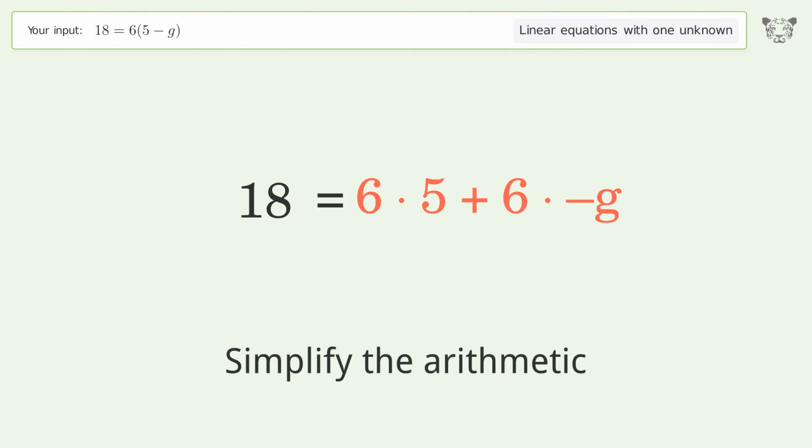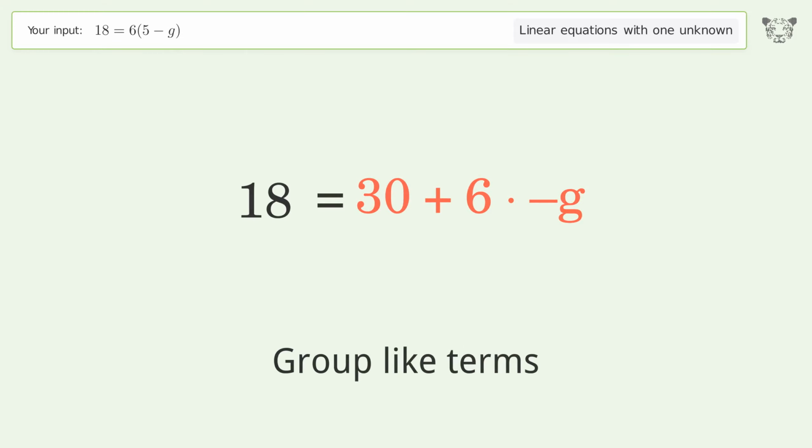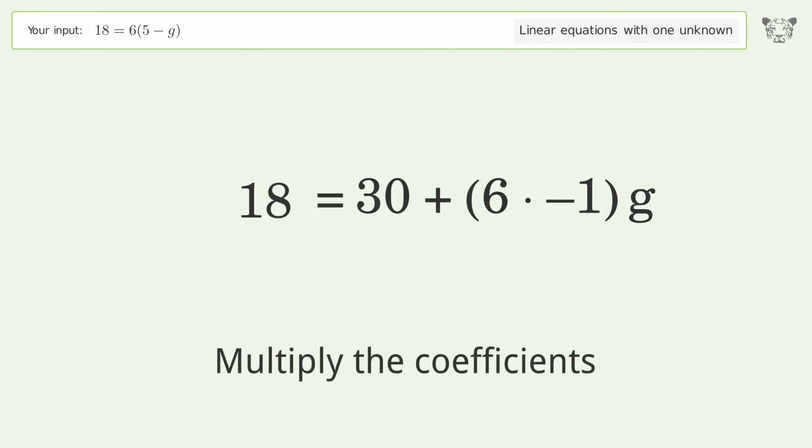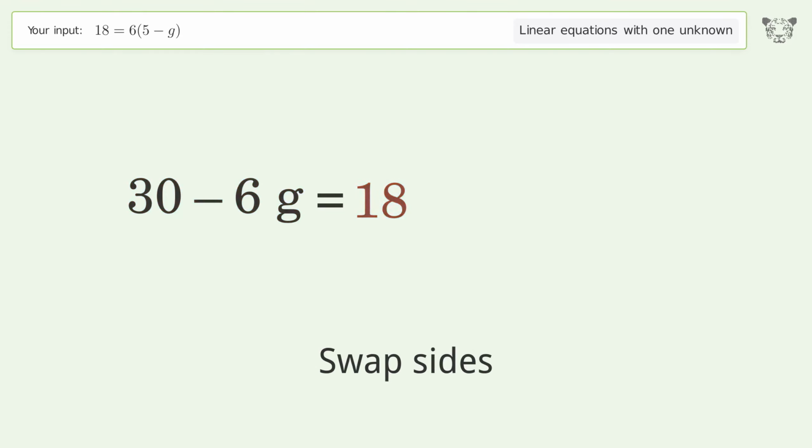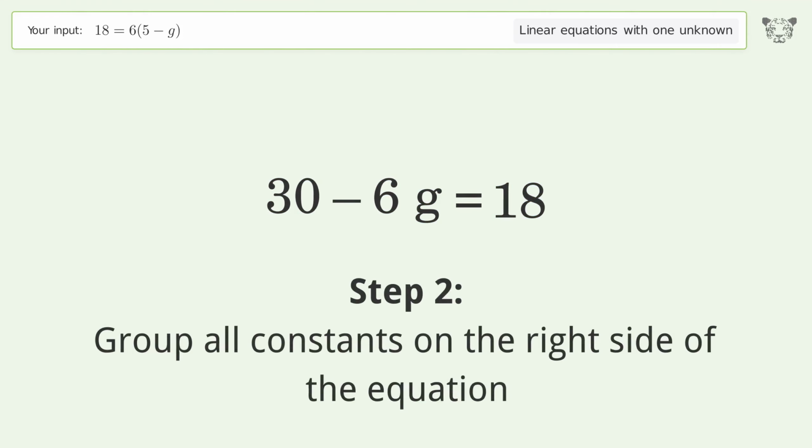Simplify the arithmetic. Group like terms. Multiply the coefficients. Swap sides. Group all constants on the right side of the equation.